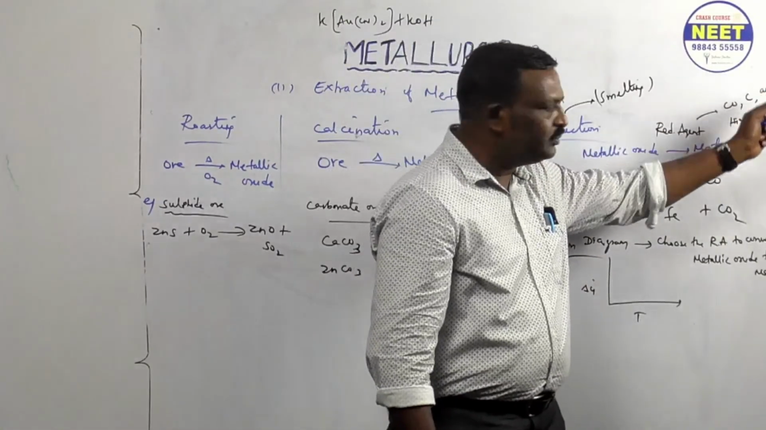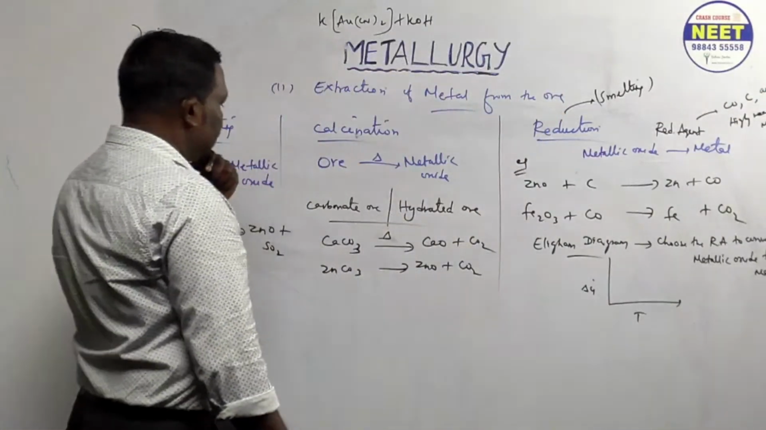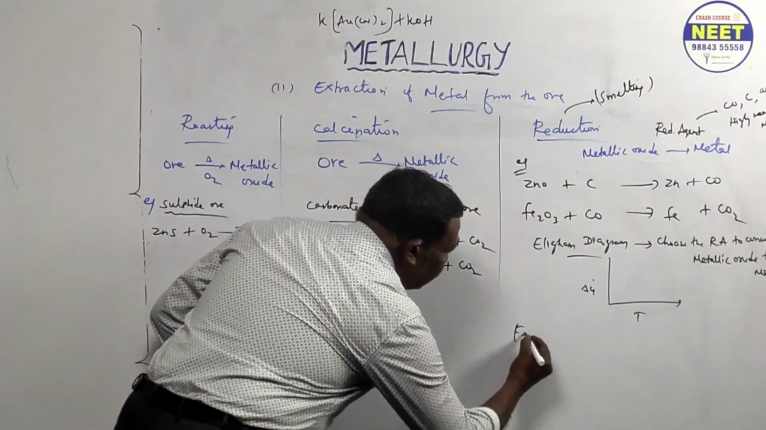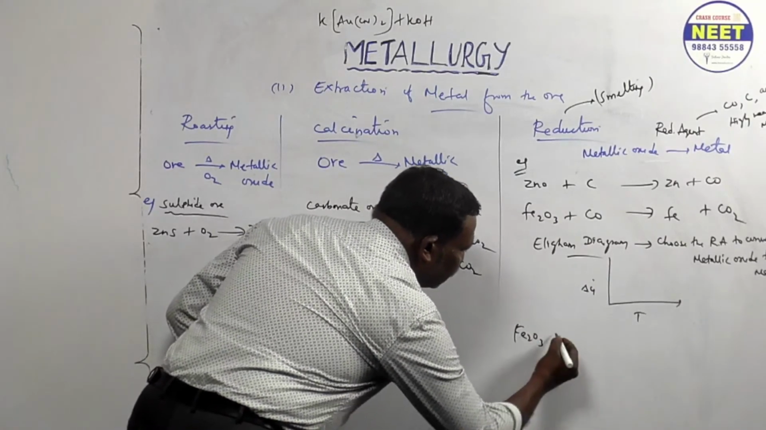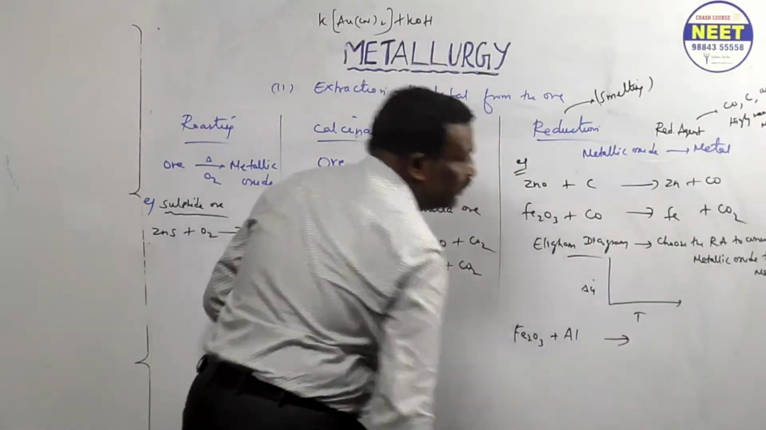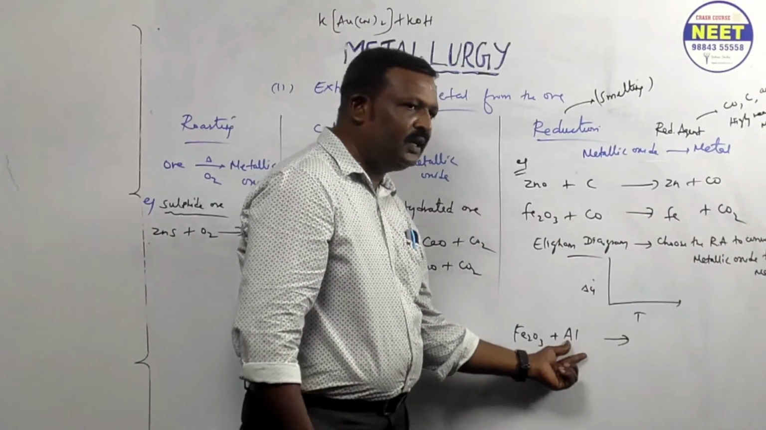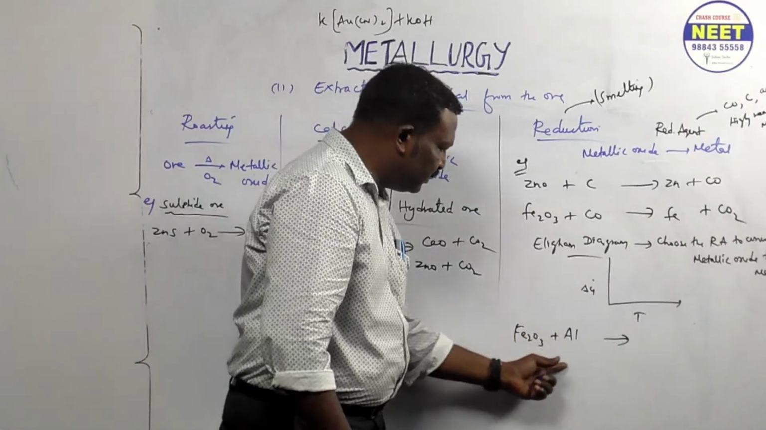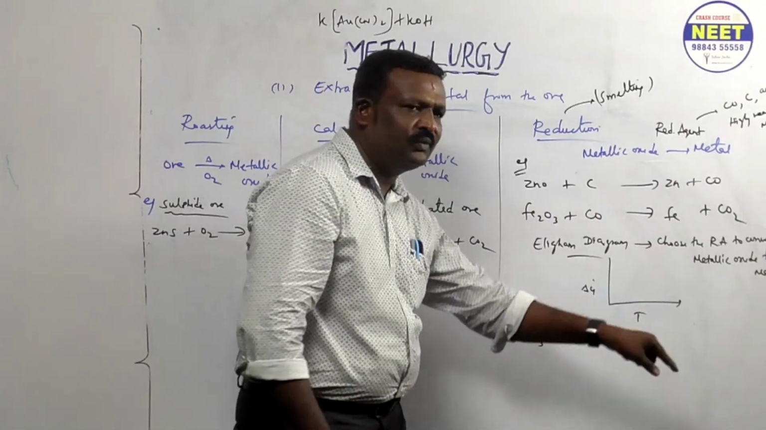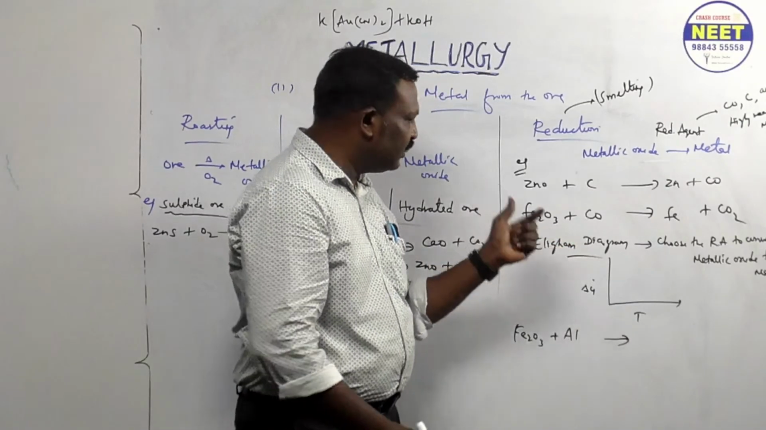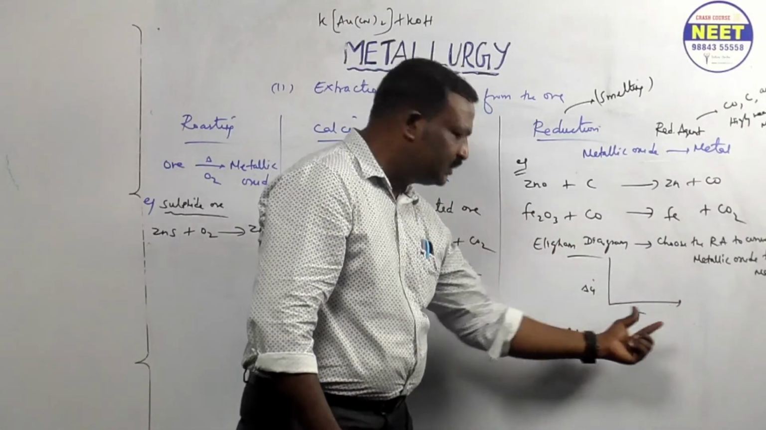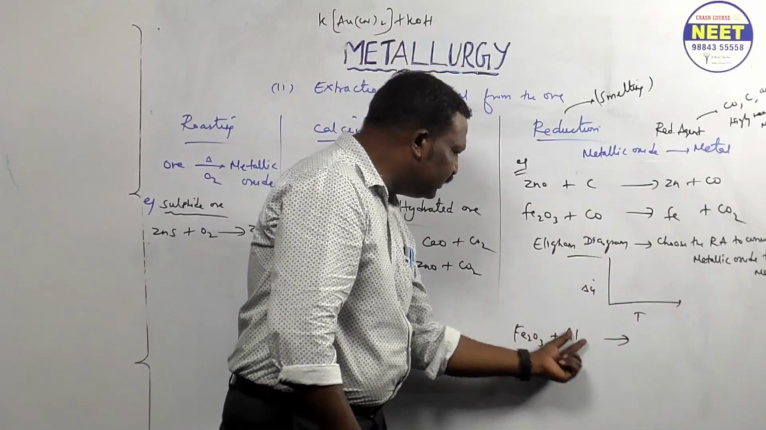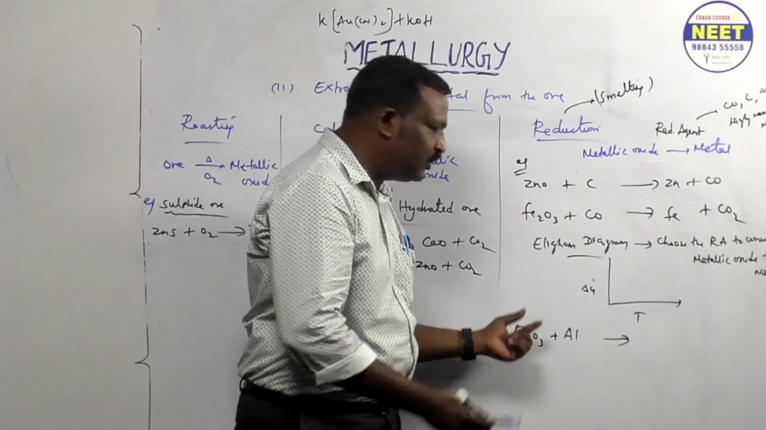Suppose here, for example, Fe2O3. Sometimes aluminum is a highly reactive metal that can reduce a low reactive metal. Suppose here I want to get iron oxide into iron, that's the purpose. I want to get metallic oxide into metal. If you use a metal that is more reactive than this one, it can be reduced.